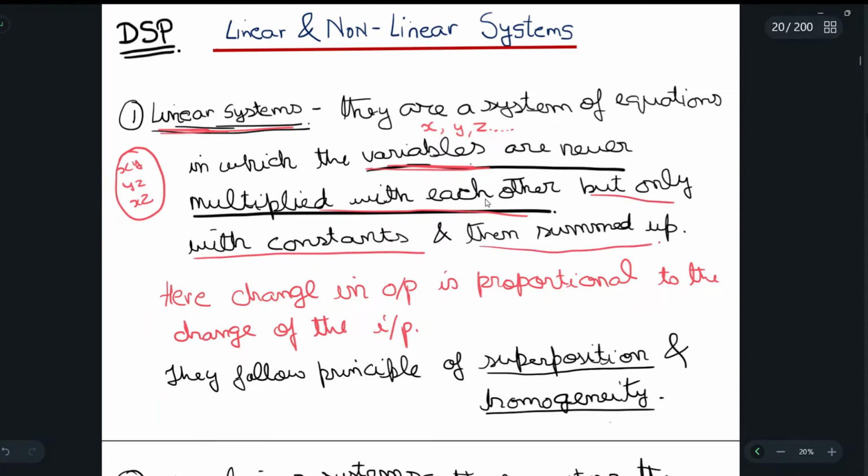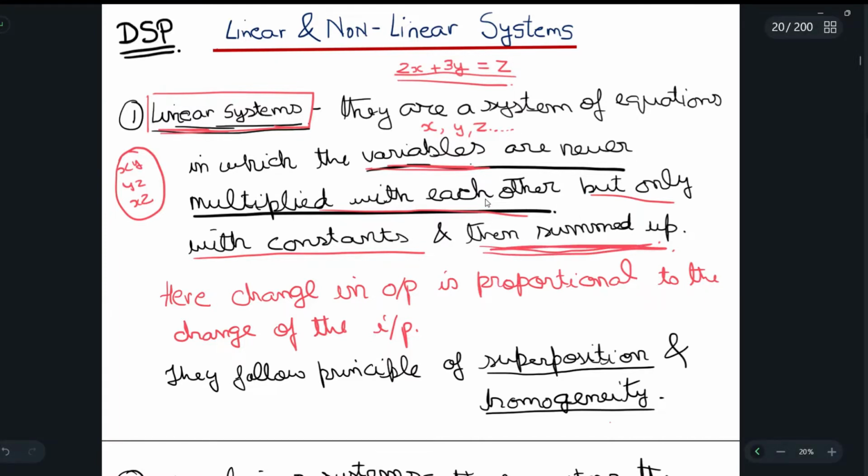So what do they mean by this is that, suppose we have X, we can multiply X by 2 and then sum it up with, say, y multiplied by 3. So this is an equation which can be formed, and this is a linear equation. That is, this is a linear system in which the variables are never multiplied with each other, but are only multiplied with constants and then they are summed up.